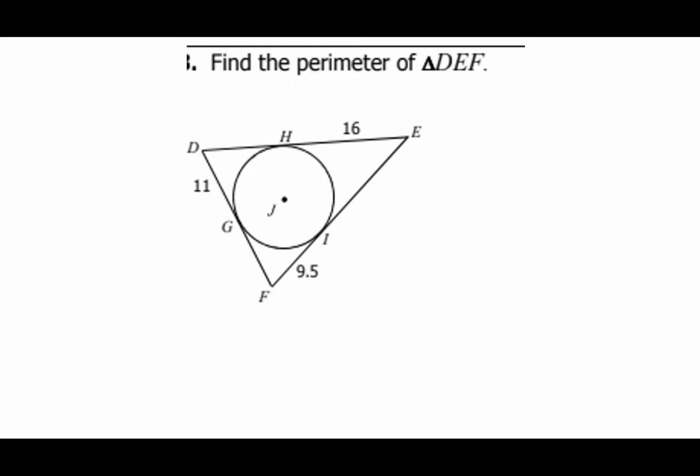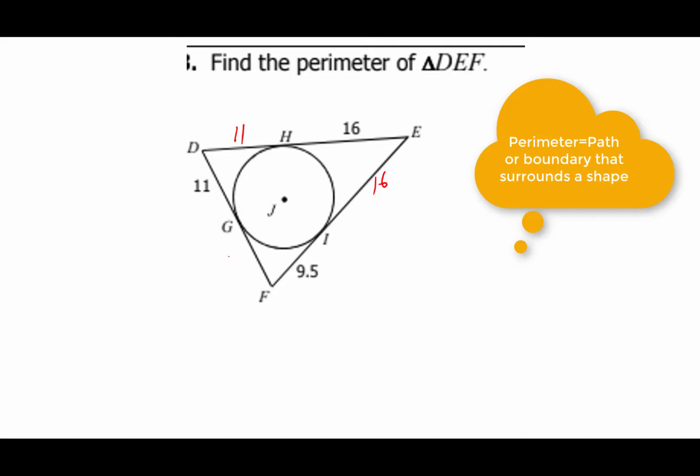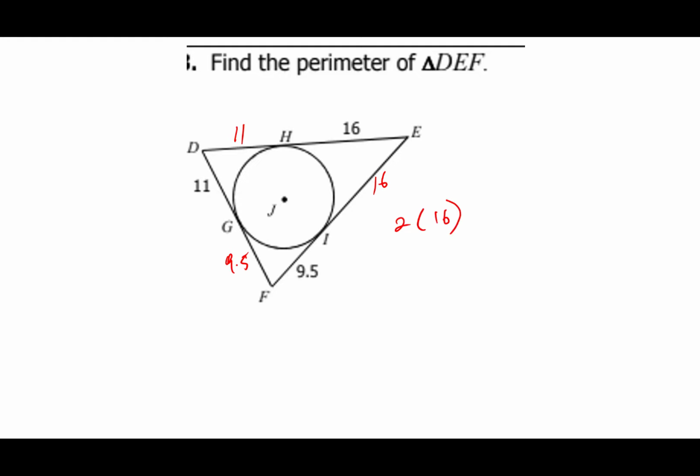If we understand this and remember, this 16 is going to be the same thing as 16 right here. If this is 11, that's the same thing as 11 right there. If this is 9.5, that's going to be 9.5 right there. So I'm going to have 2 times 16 because there are 2 of them, 2 times 11 because that's 2 of them, plus 2 times 9.5. Giving us a grand total of 73. And that's it for that.